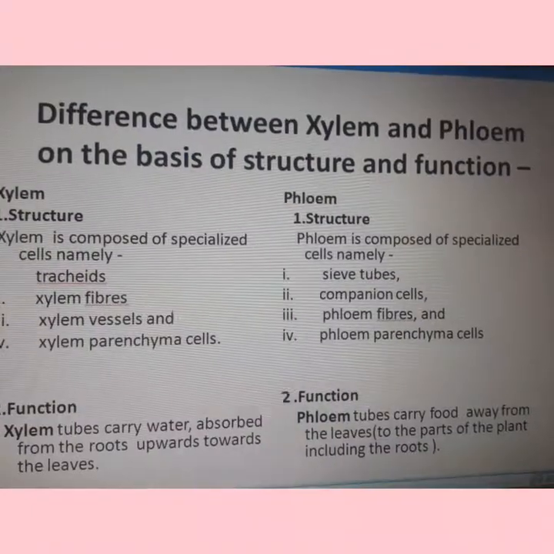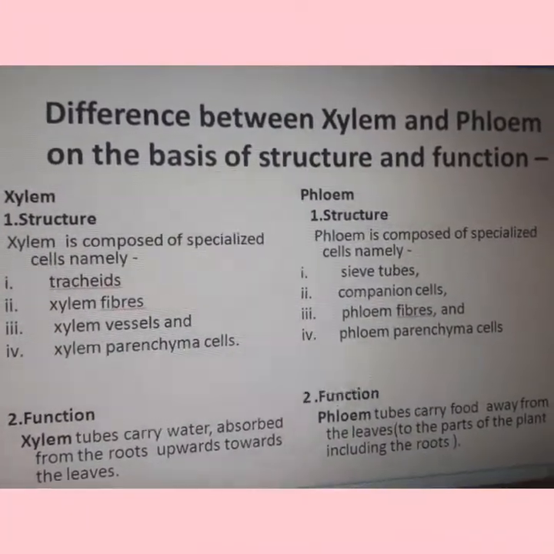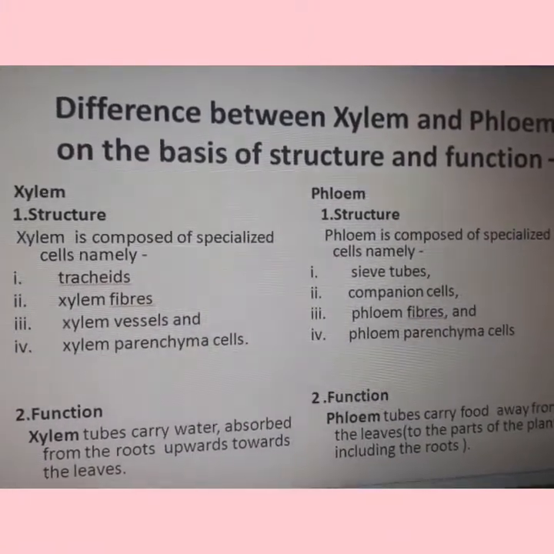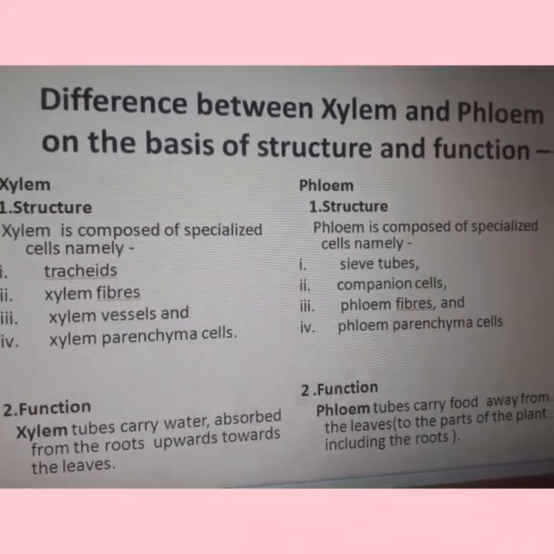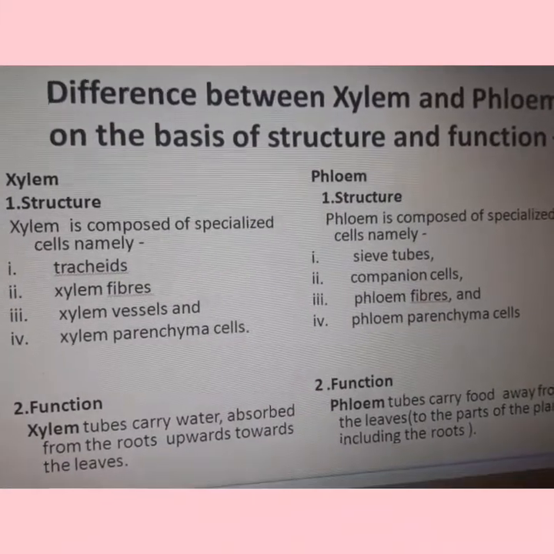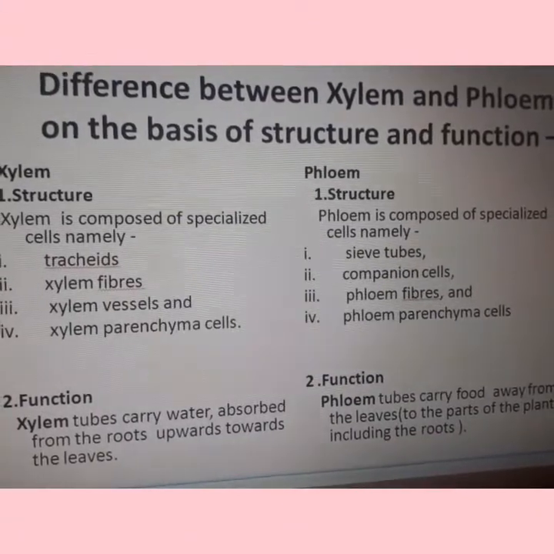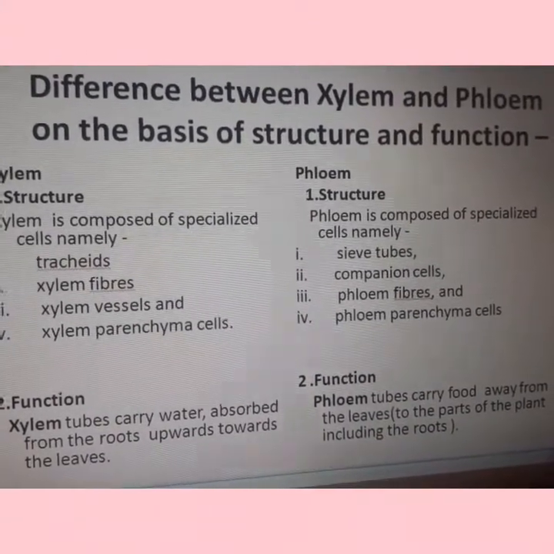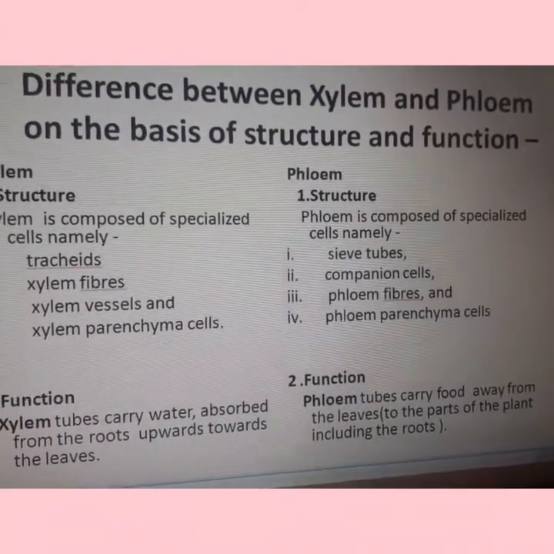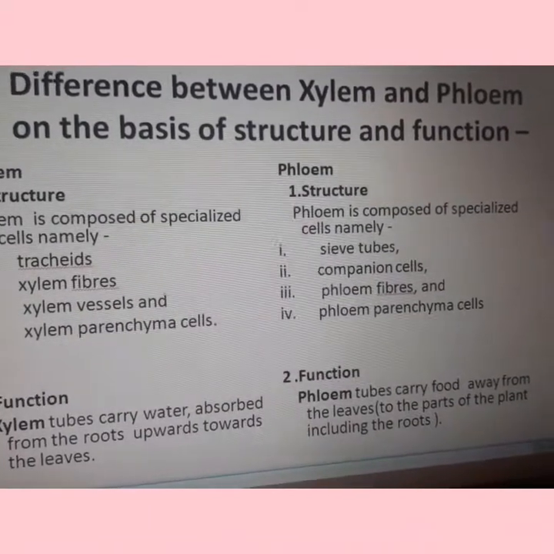The xylem and the phloem are both complex tissues and they are made up of parenchyma and sclerenchyma cells. The two can be differentiated on the basis of their structure and function. The xylem tissue is made up of the tracheids, xylem fibers, xylem vessels, and the xylem parenchyma cells, whereas the phloem is composed of the sieve tubes, companion cells, phloem fibers, and the phloem cells.